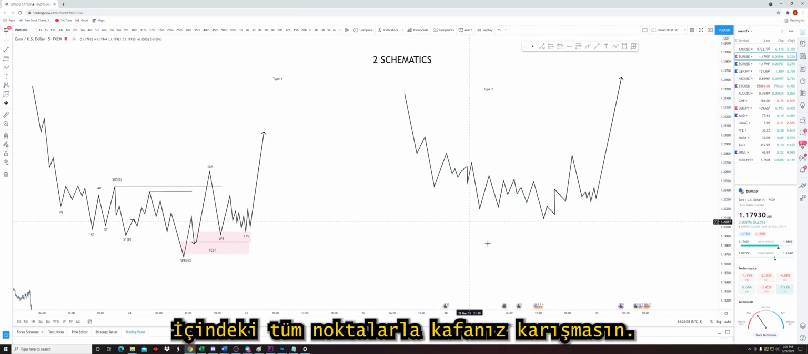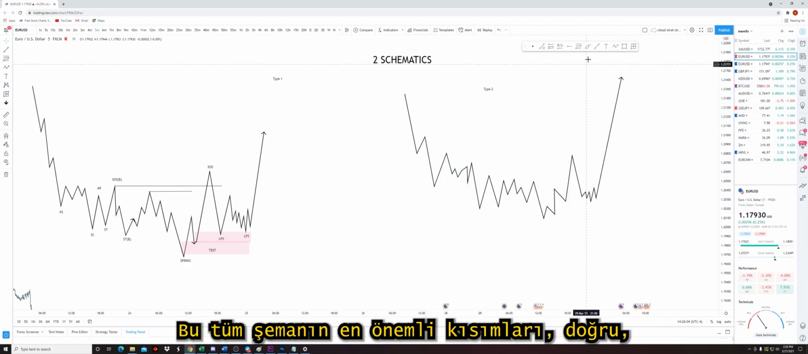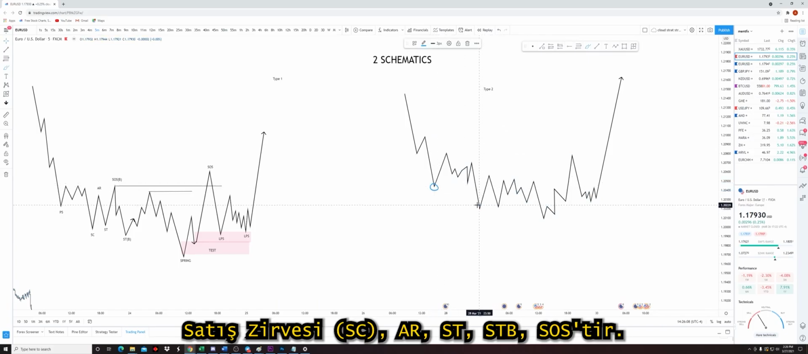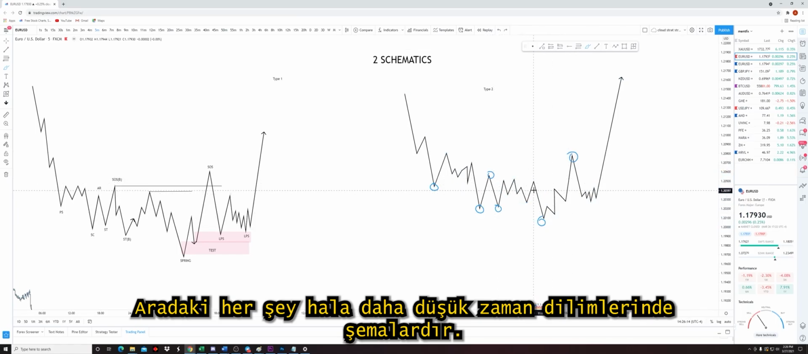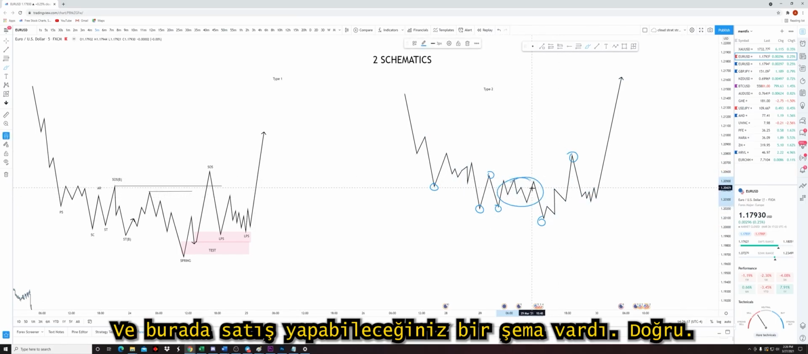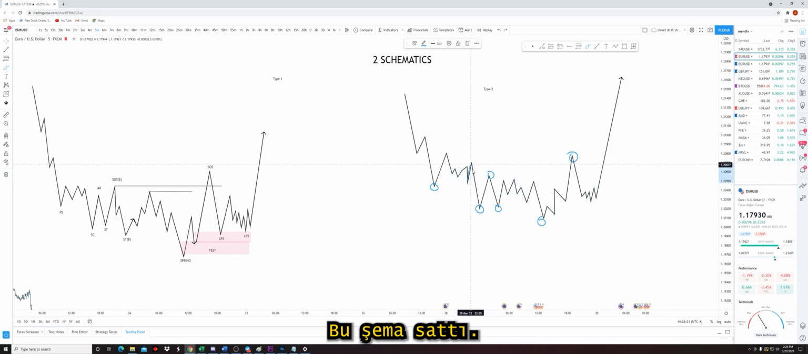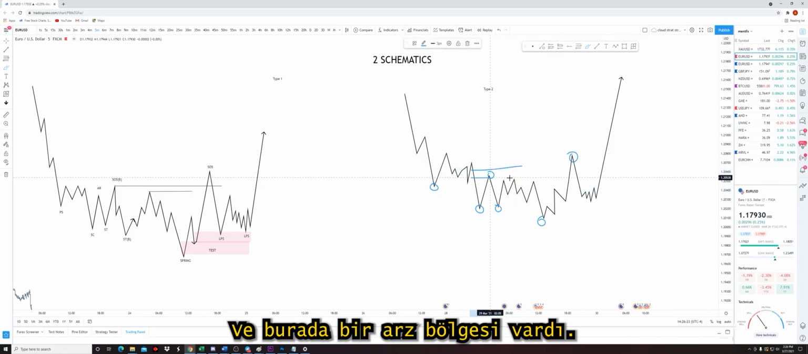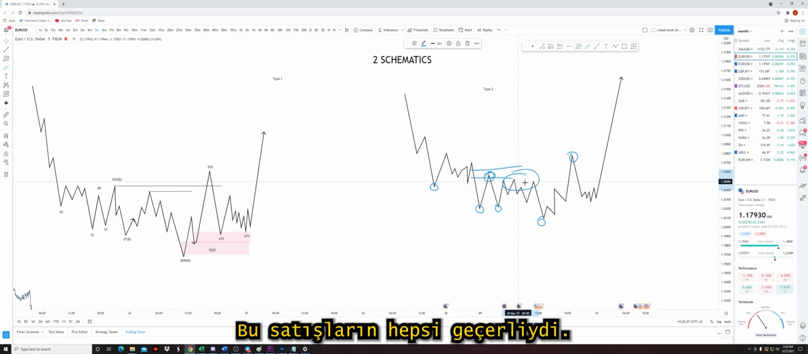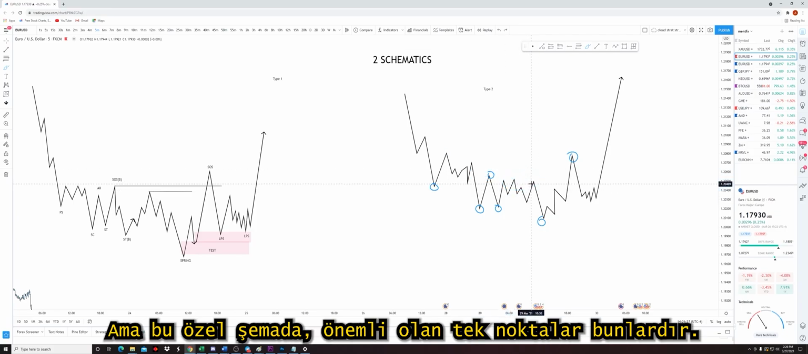Everything's the same. Do not be confused by all the points in it. The most important parts of this entire schematic, right, is PS, selling climax, AR, ST, STB, SOS. Everything in between are still schematics on lower time frames, right? And there's a schematic here that you could have sold into, right? As this schematic sold and there was a supply zone here, these sells were all valid too on lower time frames. But on this specific schematic, these are the only points to you that matter.